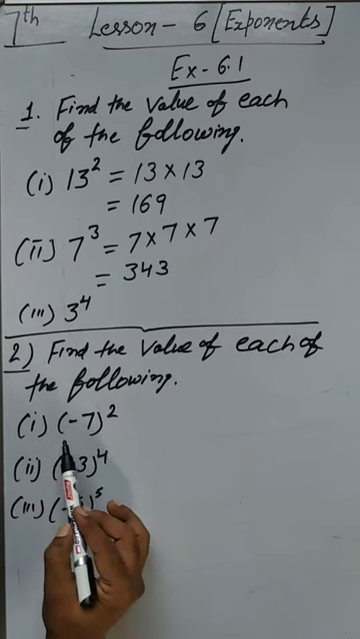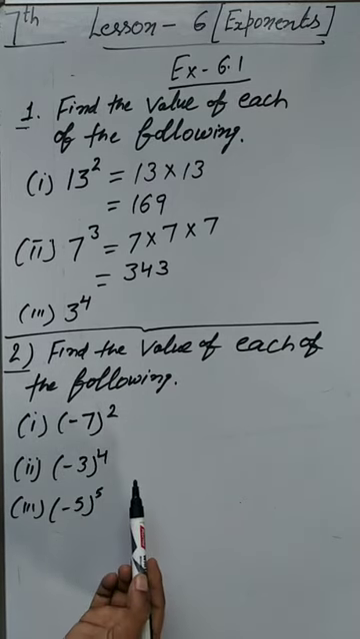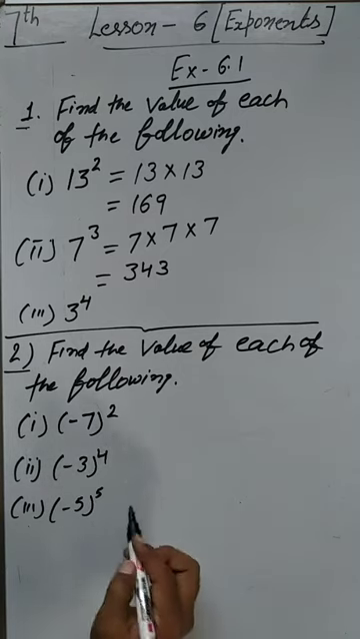Similarly beta, your second question, you have to find the values. First part is minus 7 raised to power 2. Very easy. Second is minus 3 raised to power 4. And third is minus 5 raised to power 5.